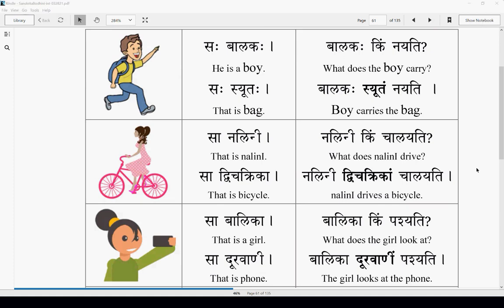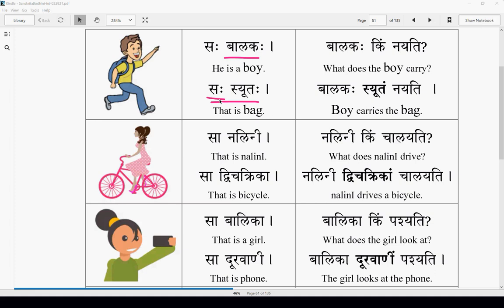So what is happening? Dhanyawad. Then this one in the first part here, Saha Balakah, Saha Syutah. There are two things here, right? Saha Balakah, and we are saying Saha Syutah. Because Syutah, the bag, Syutah word is a pullinga word, so we are using Saha Syutah.